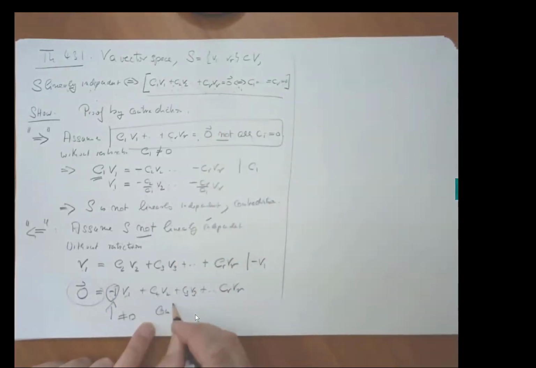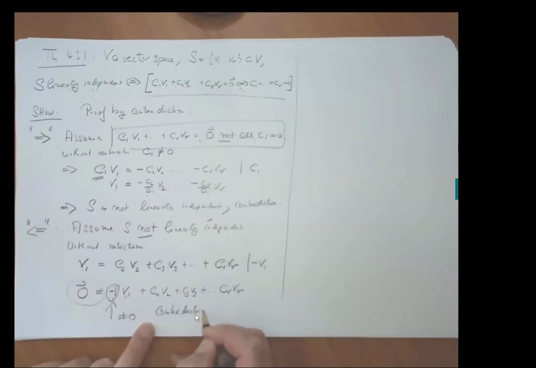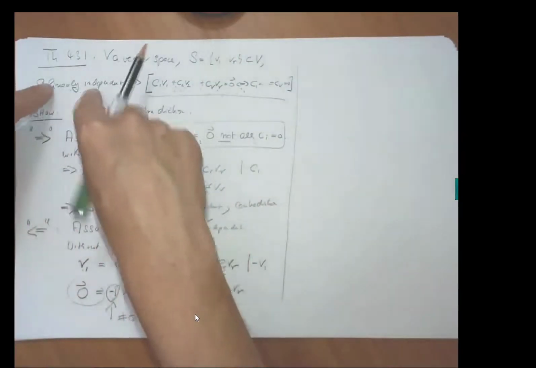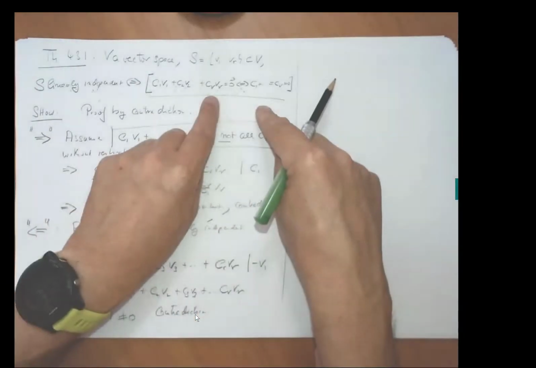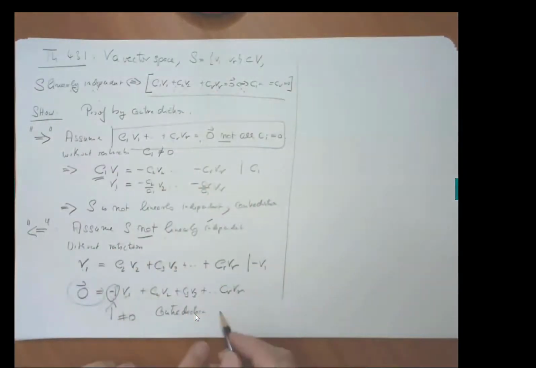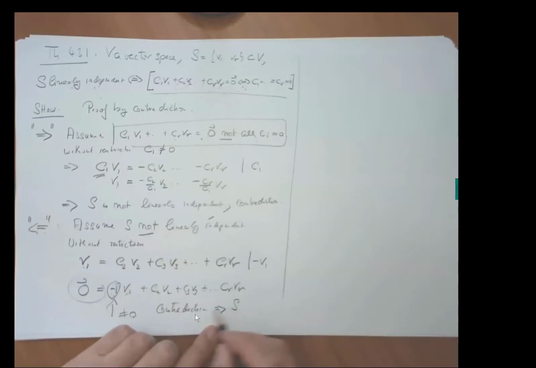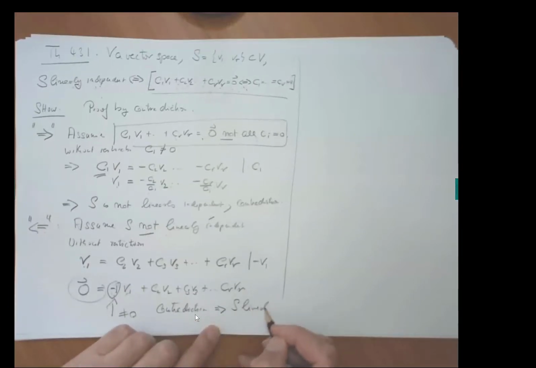So, contradiction. Keep in mind when I say this, we assume this is true. Now we have shown if this is not linearly independent, then it turns out it's false. So it's a contradiction, so S is actually linearly independent.